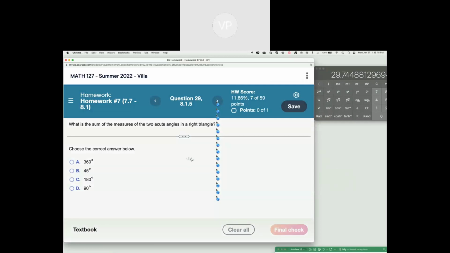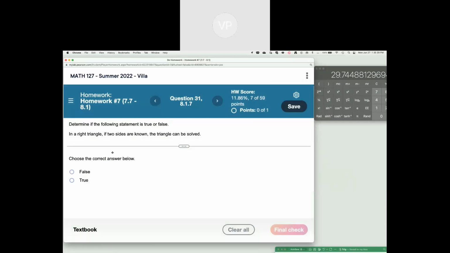All right, let's look at 31. Determine if the following statement is true or false. In a right triangle, if 2 sides are known, the triangle can be solved. Now, what they mean by solved is if you have a triangle, you get all 3 angles and all 3 sides. So they told us we have a right triangle.